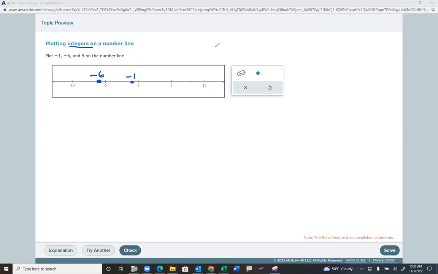So what we could have done if we felt like it is we could have said, all right, left to 6. Well, I see 5 right there. Let's just go one more. And that would also work as well.